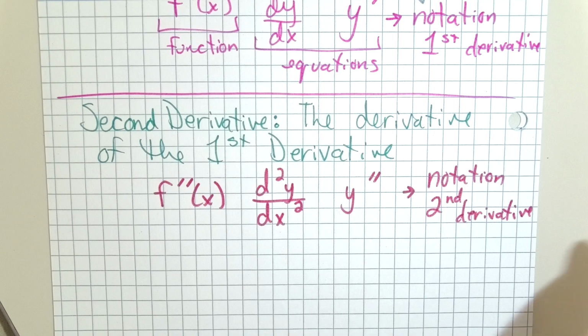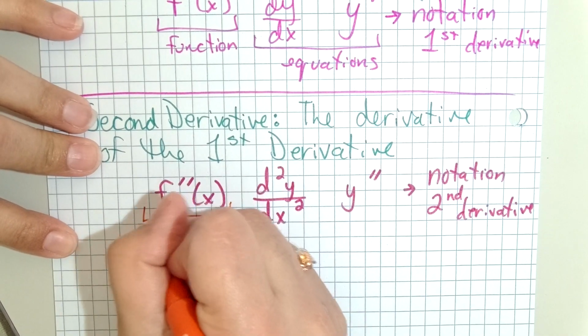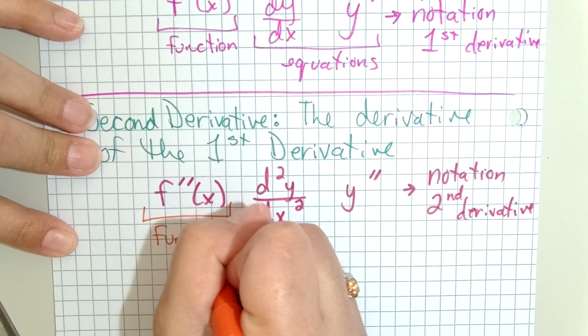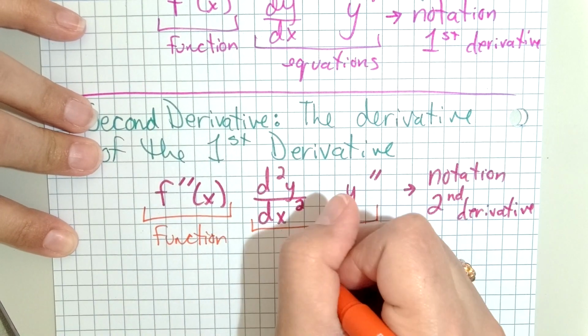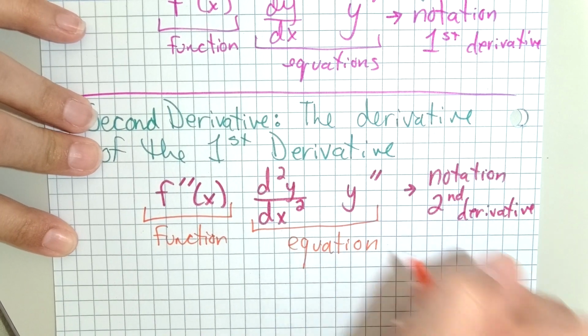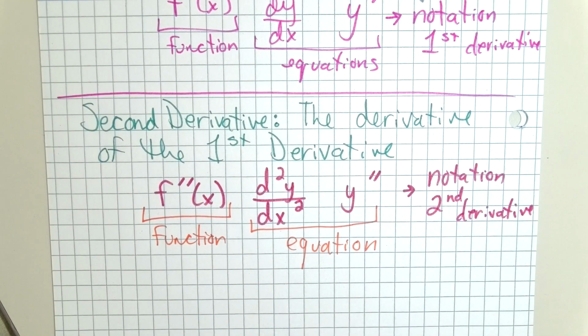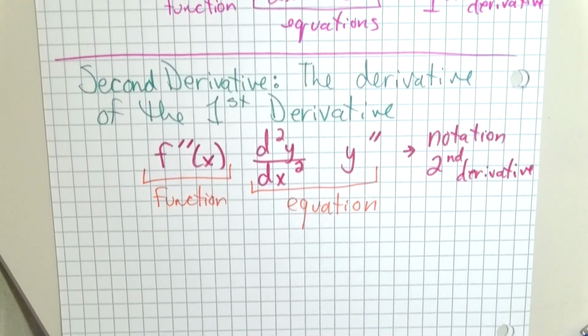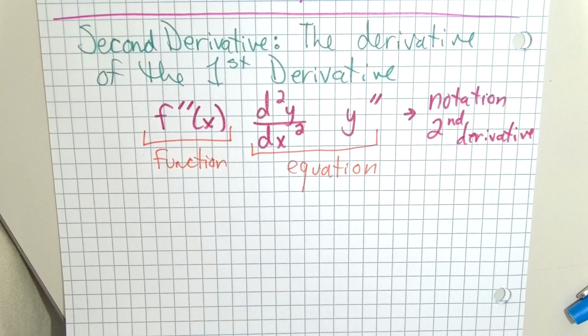Again, these cannot be interchanged. If you start with a function, you have to use function notation. If you start with an equation, you need to use equation notation. You cannot switch between the two. Questions so far? I know it's just all vocabulary and all notation, but it's really important that you understand.